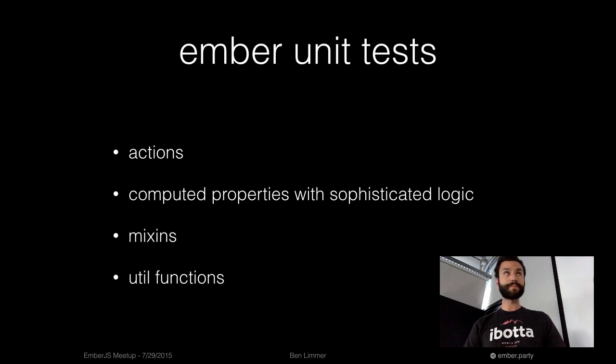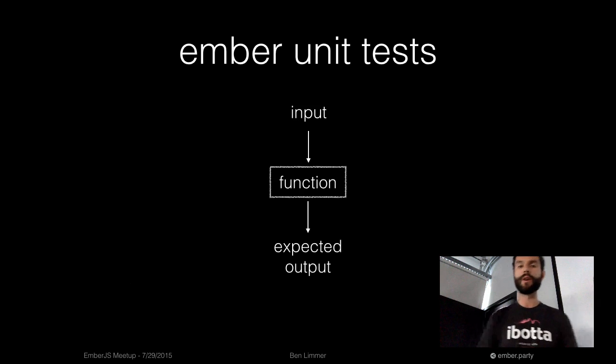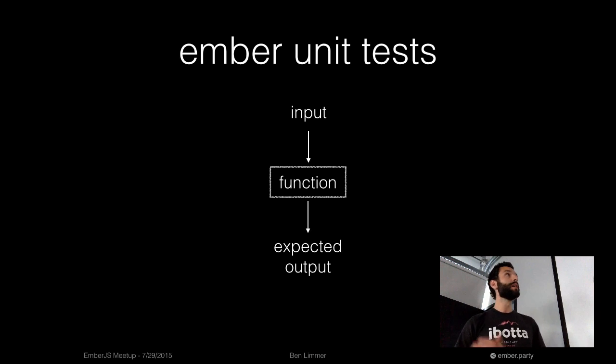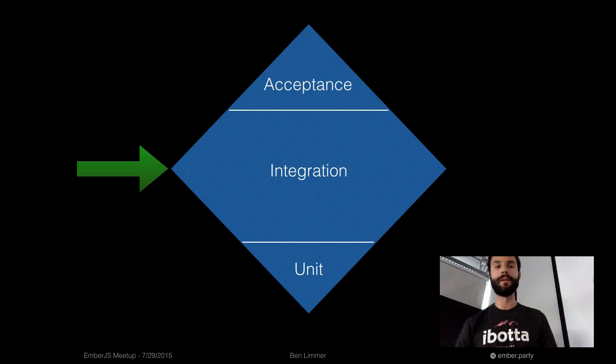First, unit tests. In Ember, there are several things that you might want to unit test. Actions are really great. Computed properties with any sort of sophisticated logic, not just a computed boolean or something like that, but something that is doing a lot, where we want to make sure the computed property is correct. Any mixins we're using all over the place. Ember makes mixins really easy and reusable, but you want to make sure they work correctly. And any utility functions you might generate. So at a high level, it's basically an input to a function produces the expected output. We're not really testing how that works with other things in our ecosystem. It's just, I pass this parameter into a function, I expect to get something out of it.